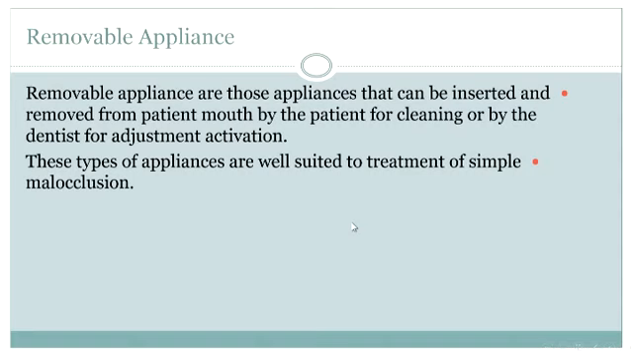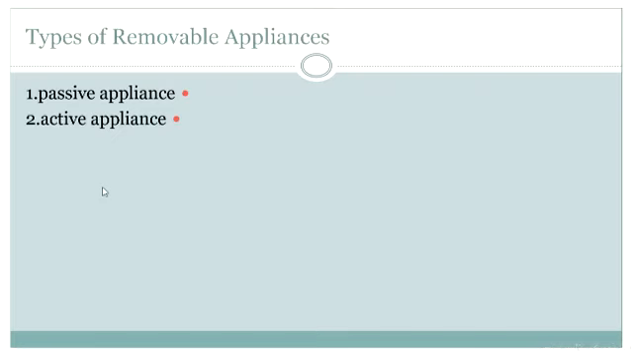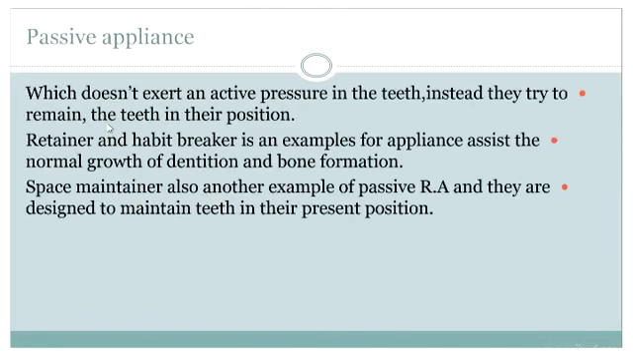Therefore, removable appliances are those appliances that can be inserted and removed from the patient's mouth by the patient for cleaning, or by dentists for adjustment and activation. These types of appliances are well suited to the treatment of simple types of malocclusion, not complicated ones, which are treated by fixed appliances. Removable appliances are either passive or active.